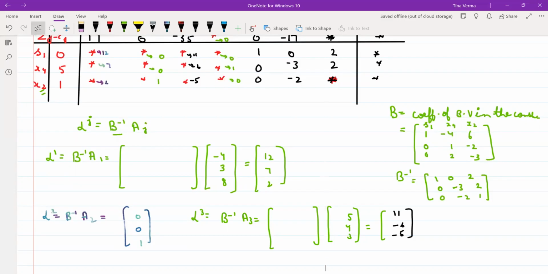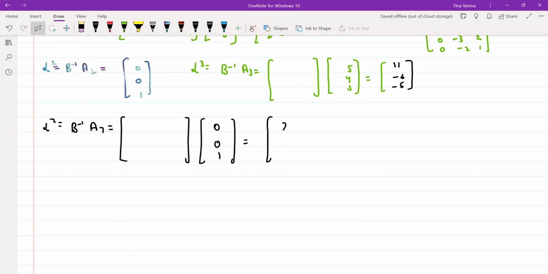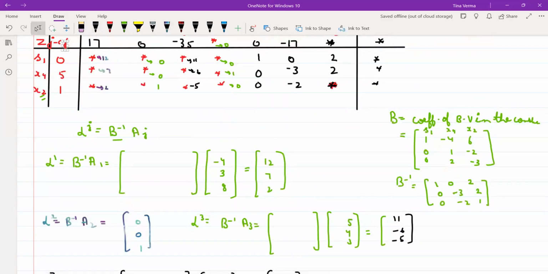Here one entry is missing, but for that entry also you have to calculate your alpha J. So this is my last column, which is my alpha 7. So that will be my B inverse into A7. A7 is your 0 0 1. So when you will calculate, it will give you answer as 2 2 1. So you can notice here, जो भी आपका आंसर आ रहा है ये 2 2 तो ऑलरेडी आपको गिवन ही था. Here entry will come 1. Is it clear?